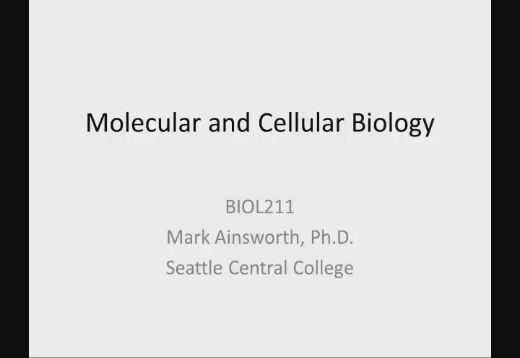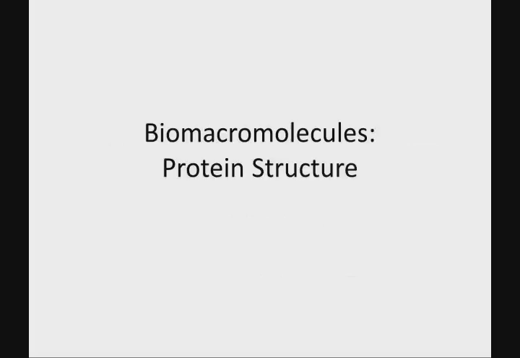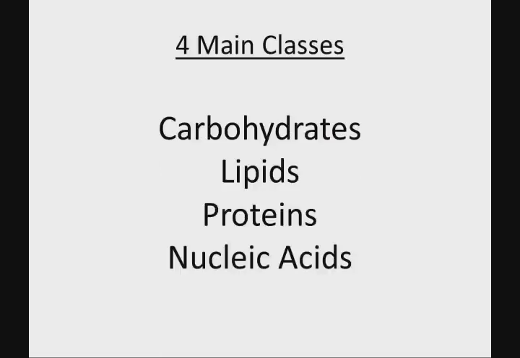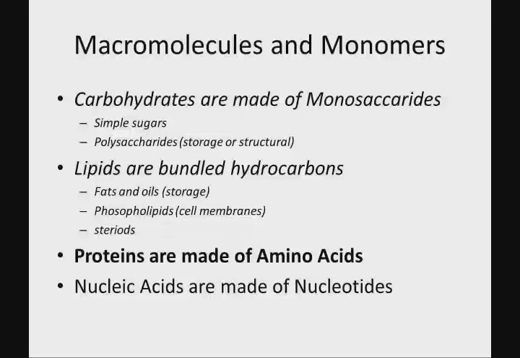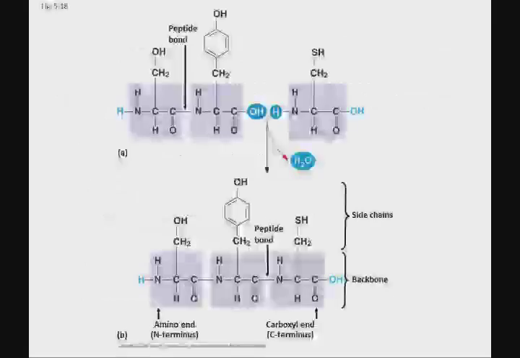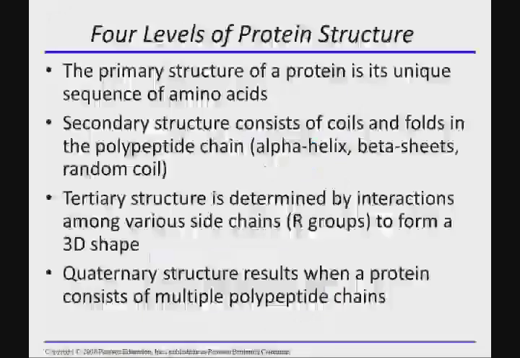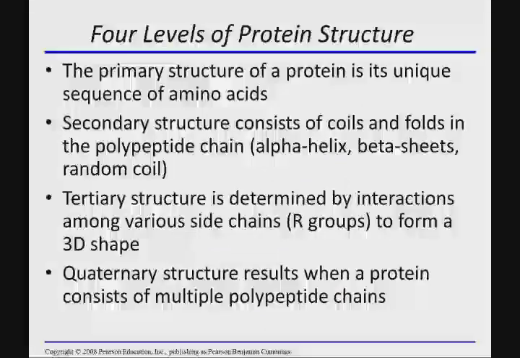So in this next recording, we're going to continue our study of biomacromolecules, specifically proteins, but we want to focus on protein structure. Remember, we've got 4 biomacromolecules: carbohydrates, lipids, proteins, and nucleic acids. We've already talked about the basics of proteins. They're made of amino acids, and we link those amino acids together in a peptide bond. Now, when we look at a protein, though, we can see 4 levels of structure.